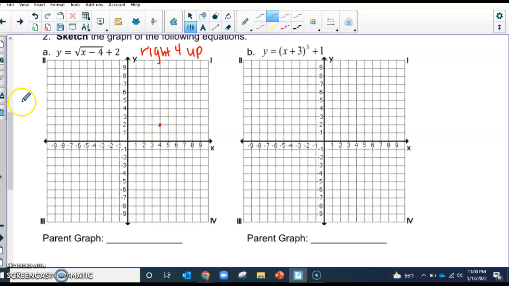Remember, my pattern here is going to be out 1, up 1, out 1, up 0.5, and then out 1, up a quarter. So out 1, up 1, out 1, up 0.5, out 1, up a quarter, and so on. This guy is going to be a line. Mine's not perfect. And then my parent graph for this one is y equals the square root of x.